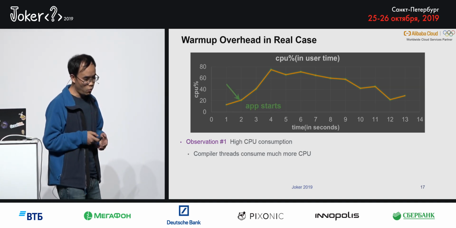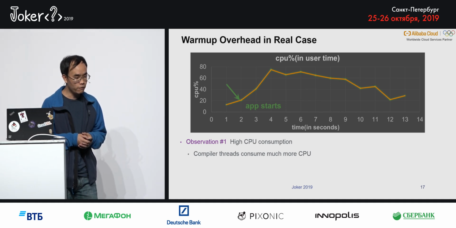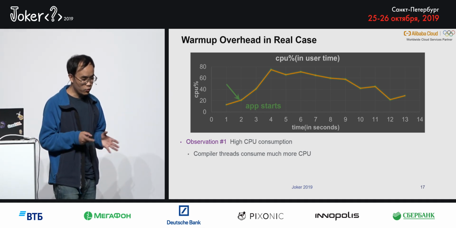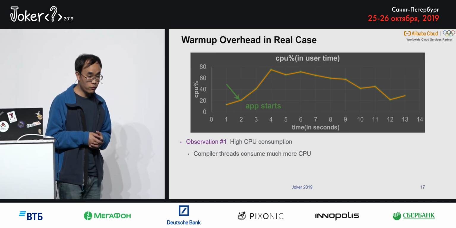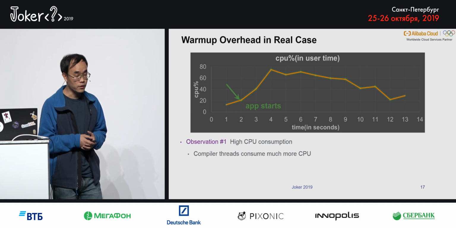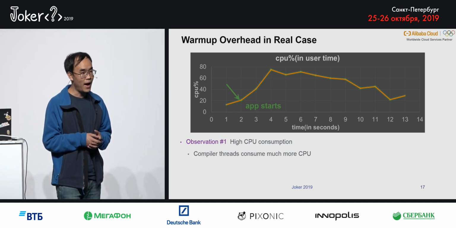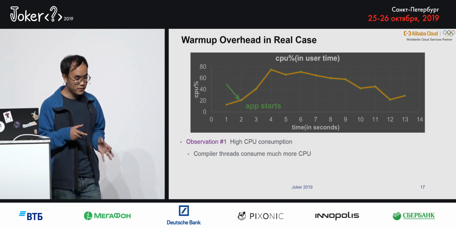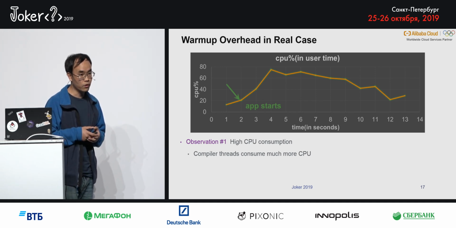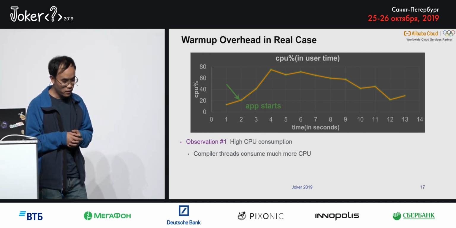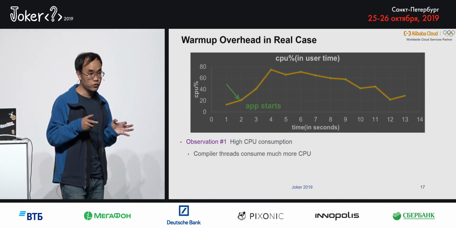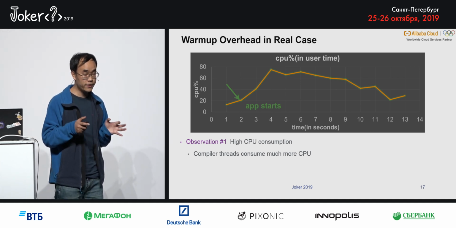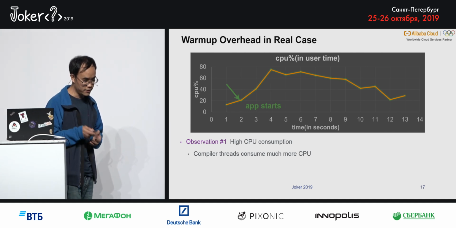When the application is kicked off, we have two observations here. The first thing is you will get high CPU consumption. The problem is the compiler thread will use lots of CPU cycles to do the compilation. Even worse, the application threads will compete for CPU cycles with the compiler thread. This is the first thing.